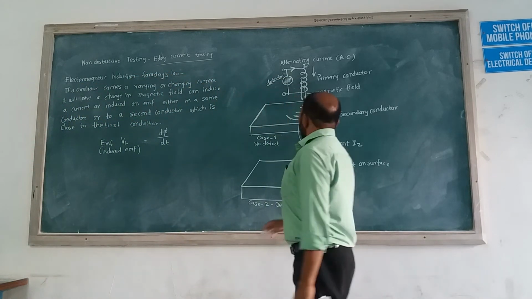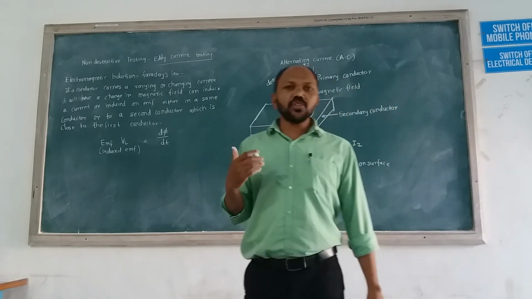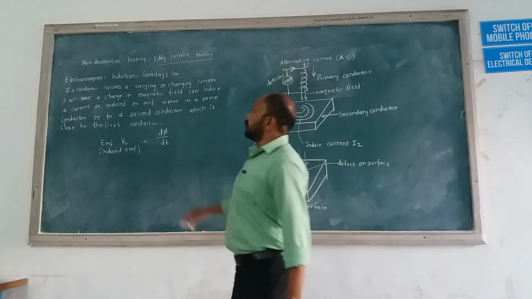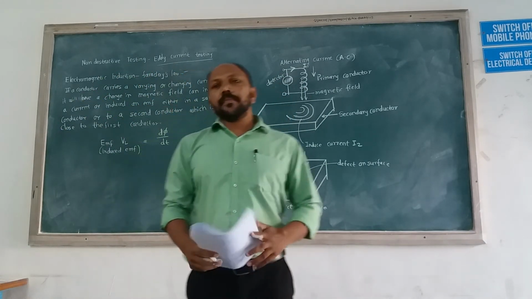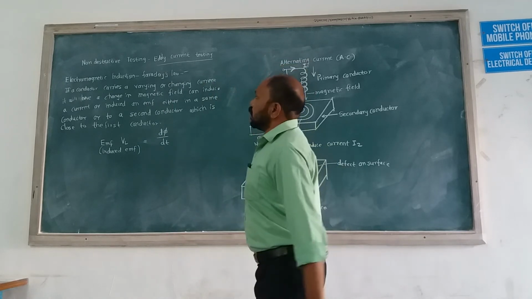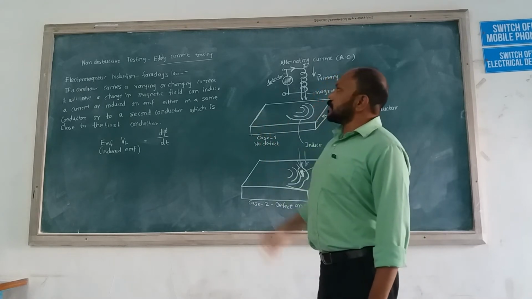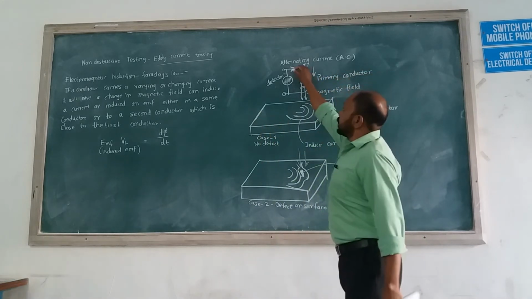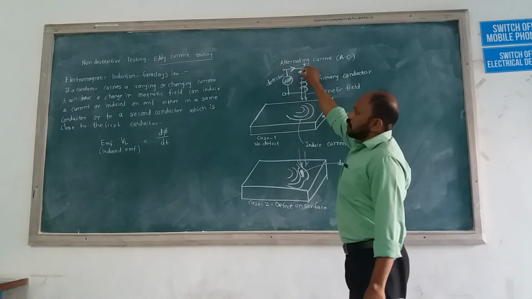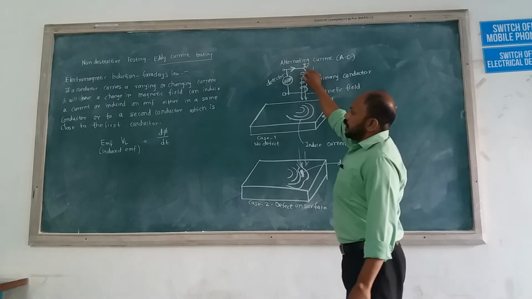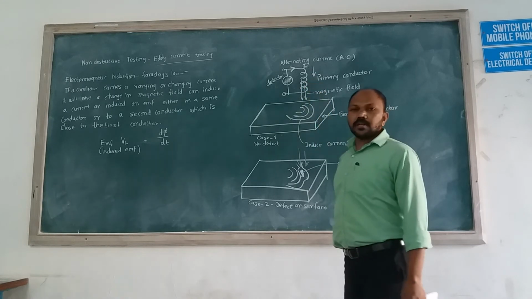Now see here how this happens. This actually depends on Faraday's law of electromagnetic induction. We already know this law. I want to revise that law. If any conductor carries a varying or changing current, then it will have a change in magnetic field. So here the magnetic field also changes.